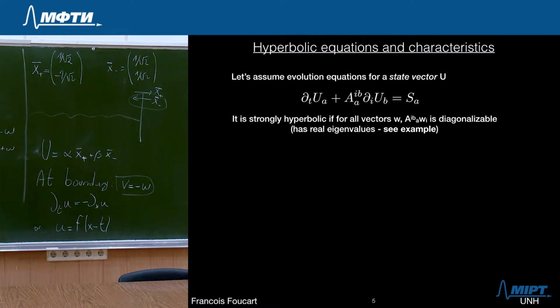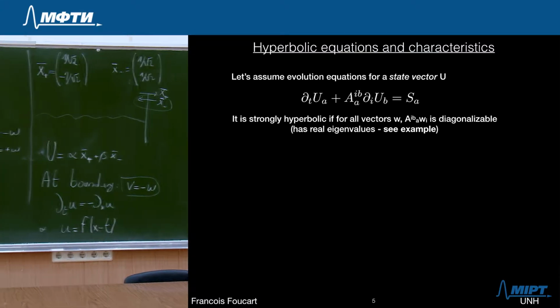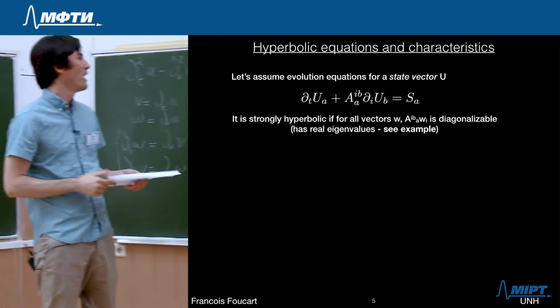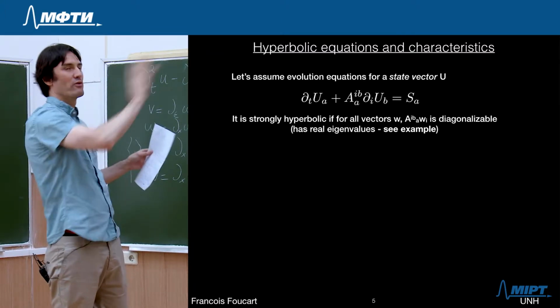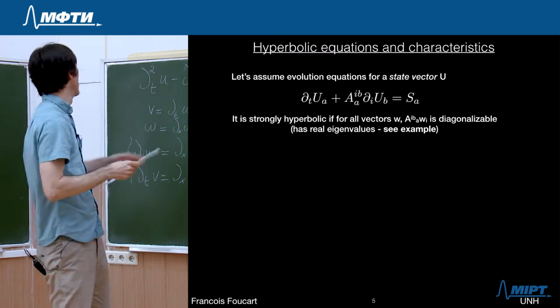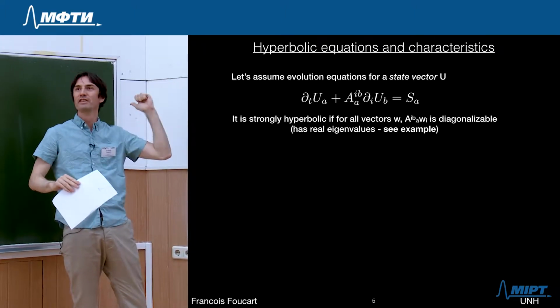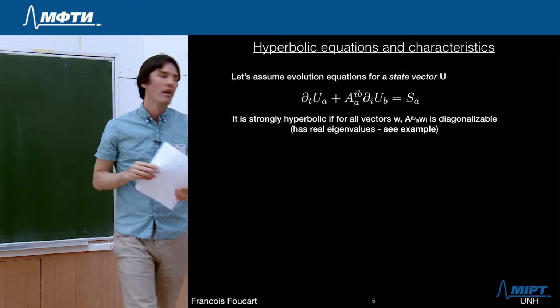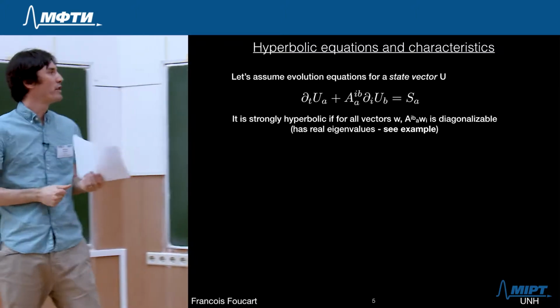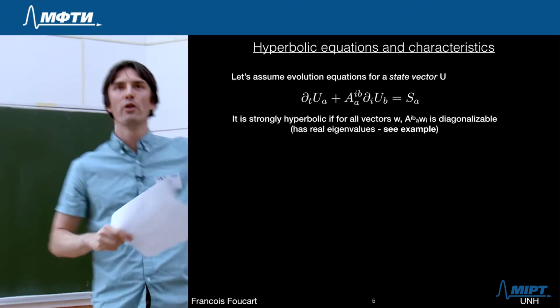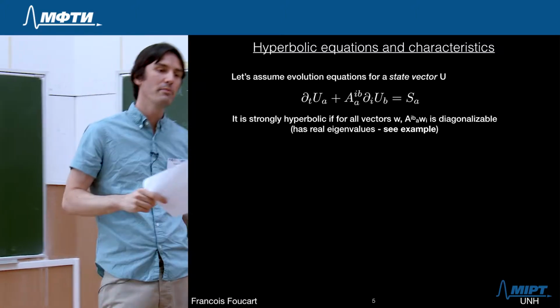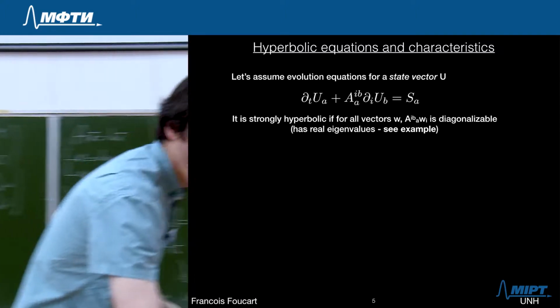Or u is some function of x minus t, which is exactly what a right-going wave is as a solution to this problem. There cannot be a left-going wave, which would be a function of x plus t, which would be the other mode. So it's a convenient way to know how information propagates through your system, but it also has other advantages.